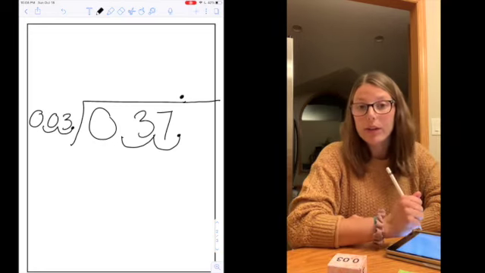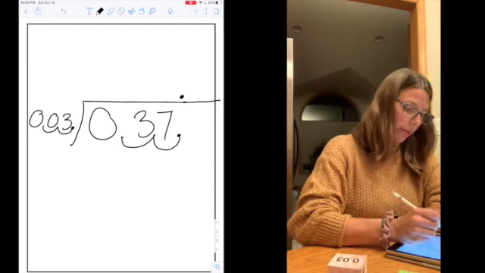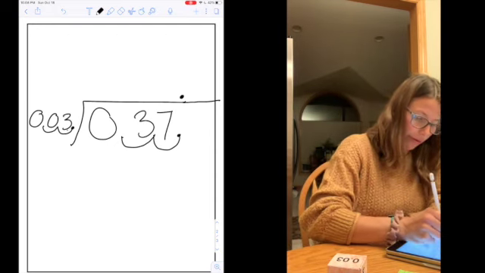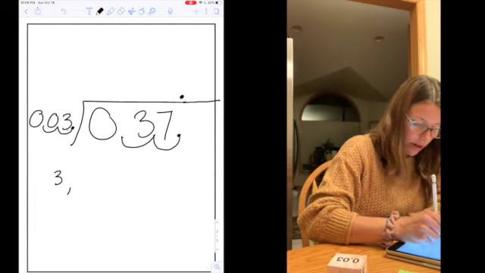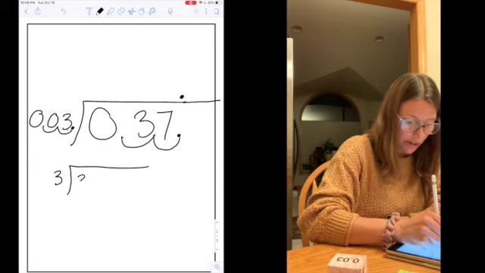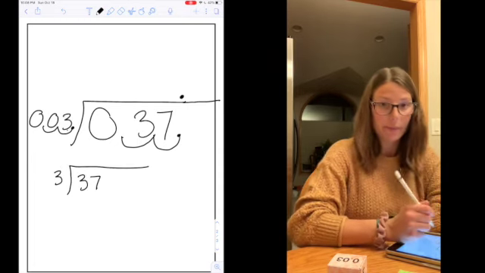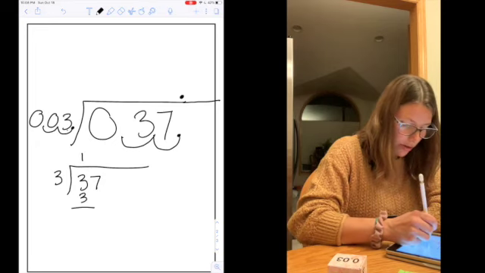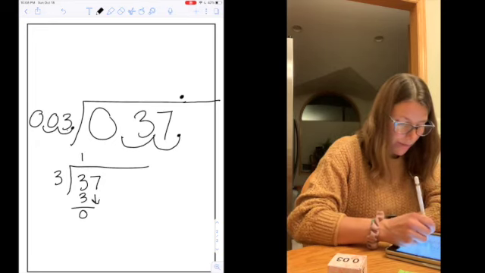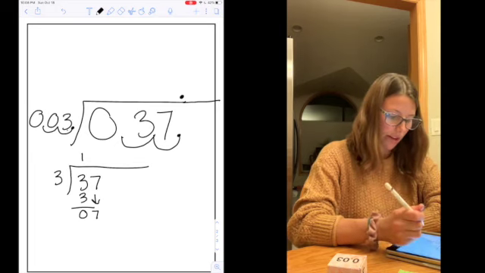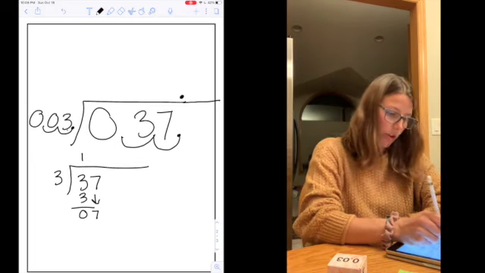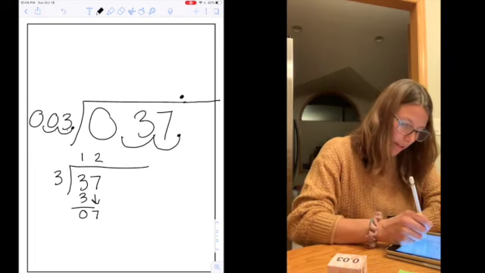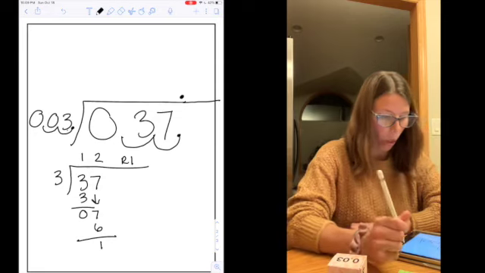So now we can treat it like an original division problem. So we have, if we rewrite it, 37 divided by 3. 3 goes in 3 one time. You have 0, carry down that 7. 3 goes into 7 two times with 6, with a remainder of 1.